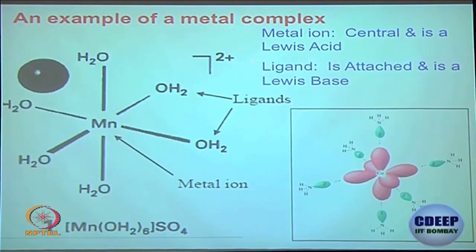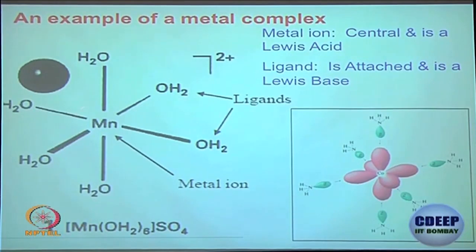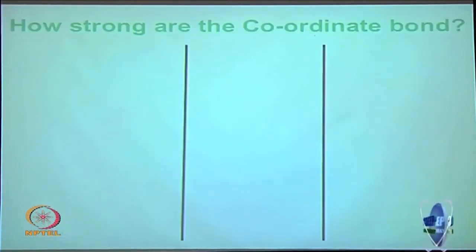Now you know what is metal ion, what is ligand. The explanation or the definition is given. A ligand is the one which is attached, and usually it's a Lewis base. The Lewis acid is the metal at the center. Very simple, right? You can look at this pictorial diagram, which shows how perhaps these ligands are bound with metal orbitals, which I will come to again in a later slide.